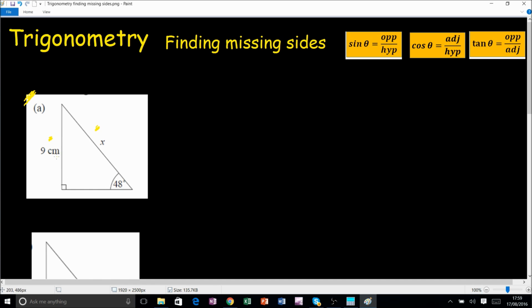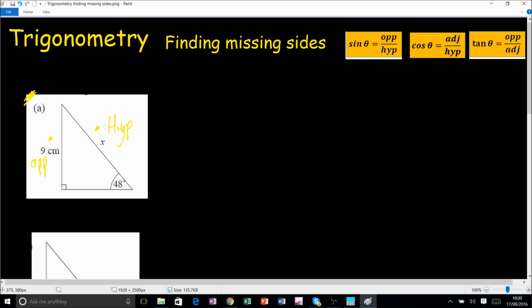Now, what are these sides? Are they opposite, hypotenuse, or adjacent? We know that this side here, which is the longest side, is the hypotenuse. So x is the hypotenuse, and this side is opposite the angle given. The angle given is 48, and the side opposite it is 9 centimeters. So this is the opposite, and that is the hypotenuse.